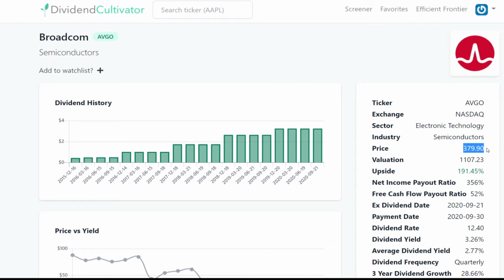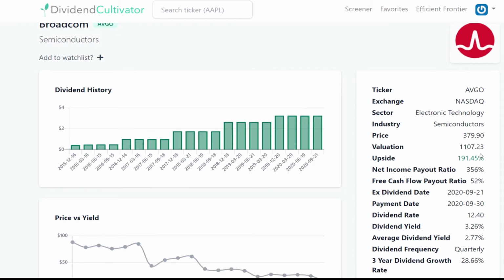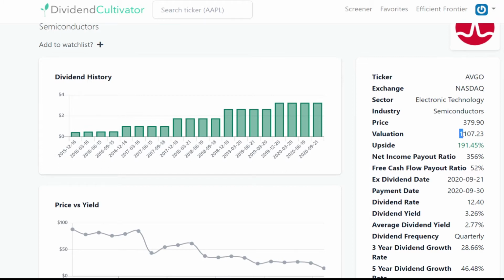So it's currently trading for $379. Wow. The valuation for it is over $1,100. So that is a significant upside. That is the type of company that I want to invest in, to benefit from definitely the growth and the cash flow from the dividend as well.